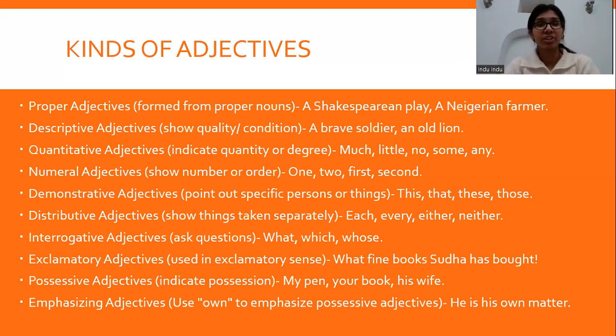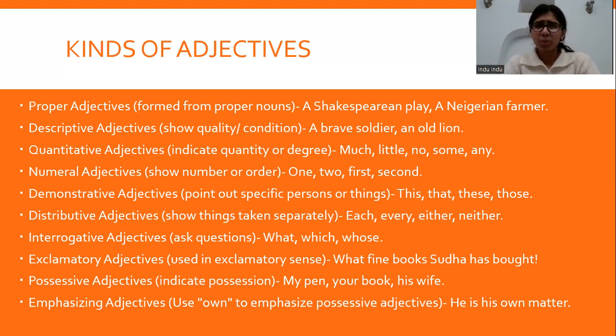Then we have descriptive adjectives that show quality or condition. A brave soldier. The soldier is brave. The quality of the soldier is that he's brave or she's brave. So a brave soldier. An old lion. So the lion is old. It describes the condition of the lion, shows the quality of the soldier, that she or he is a brave soldier, right? Now we have quantitative adjectives that indicate quantity or degree.